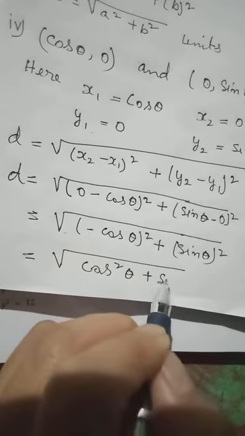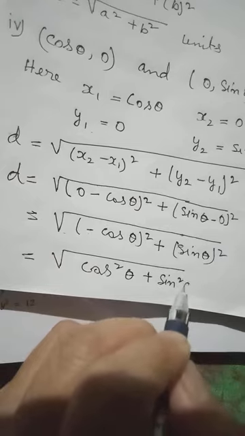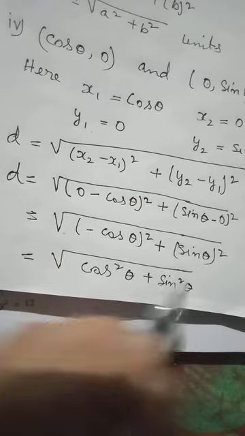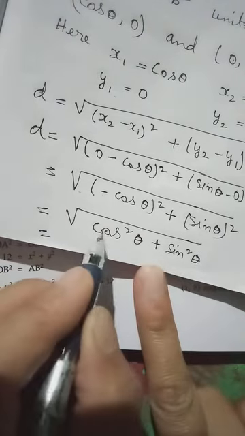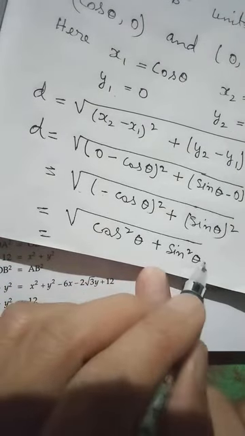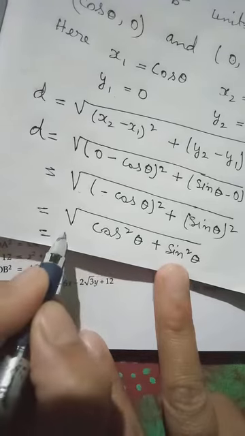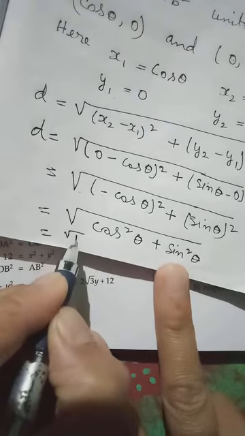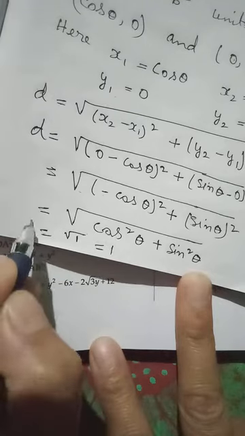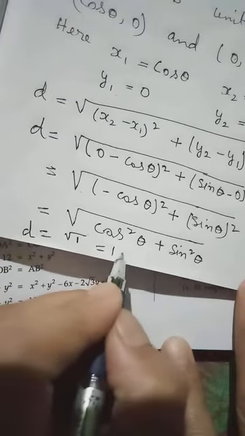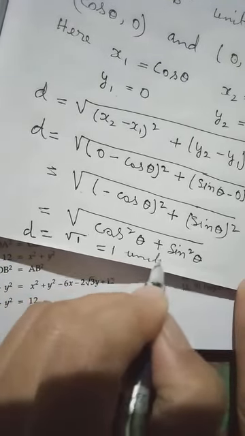Plus sine square theta. Then here you see from trigonometric ratios, this value, cos square theta plus sine square theta, is equal to 1. So square root of 1 means 1. So the distance between these two points is equal to 1 unit.